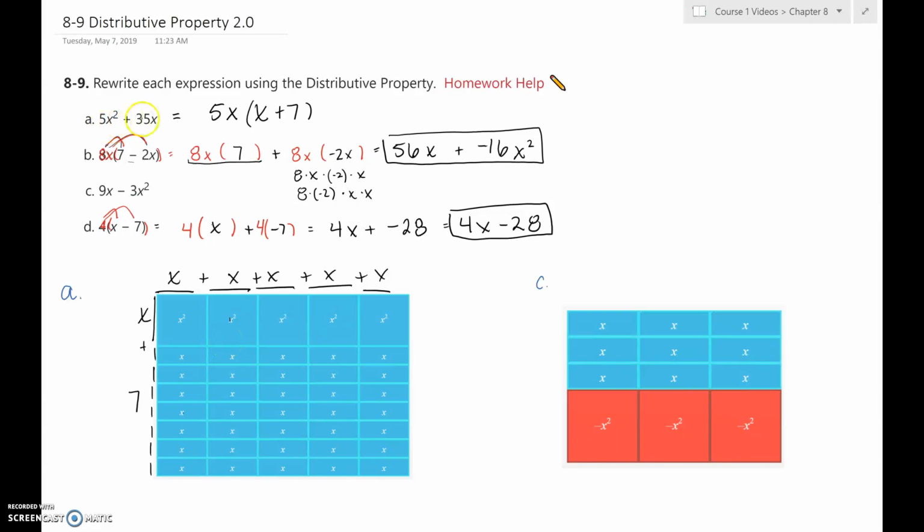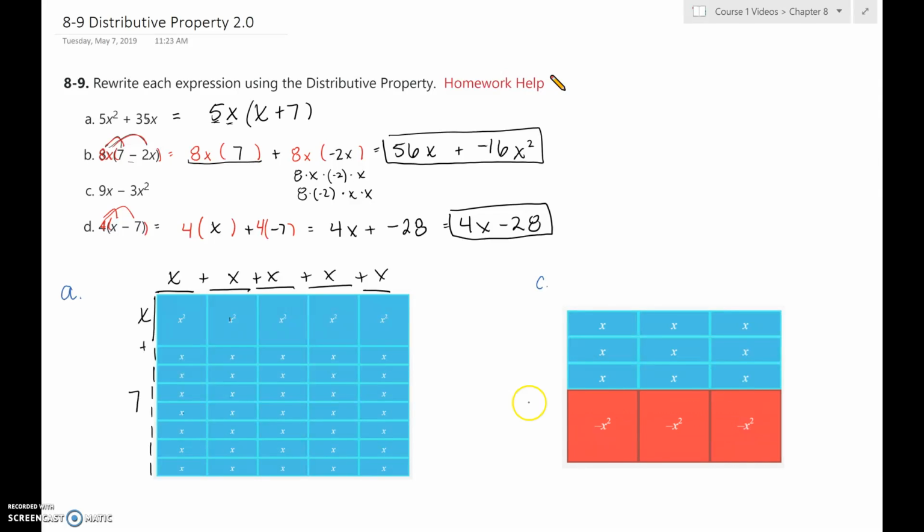If you look and you say, what is a common factor of everything? Well, you can see that both are divisible by 5. And actually, both are divisible by x. And when you do divide them both, you're left with x plus 7. So what about here? For C, you've got 9x's, and I made it into a rectangle, and 3 negative x's.